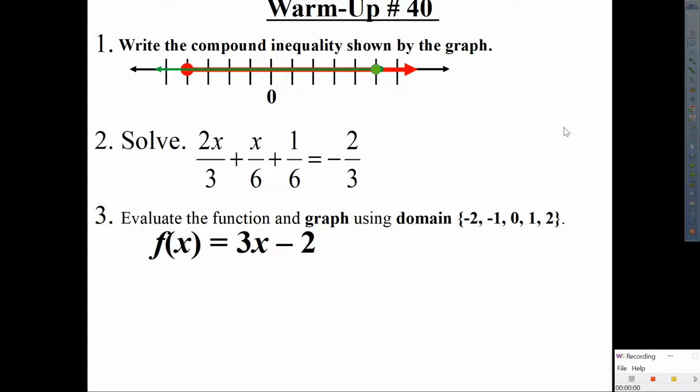Welcome back to another exciting day in mathematics. Warm-up number 40 is on the screen. Let's get started, please. It's still a review of what we've been covering so far. And today's going to be packed with concepts and skills. We need to get started with our graphing and such.